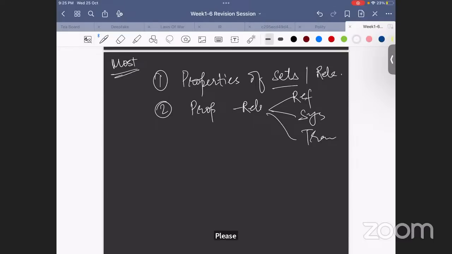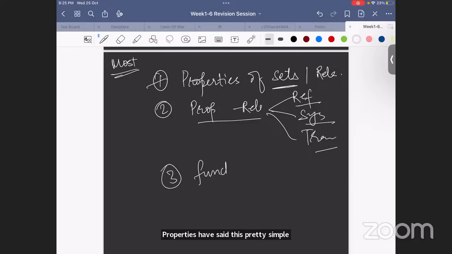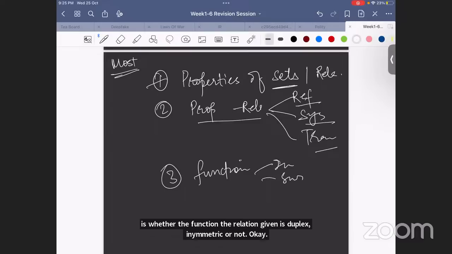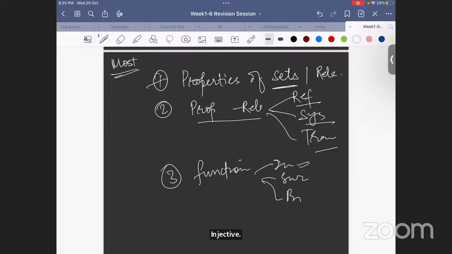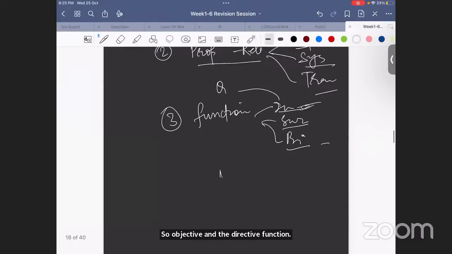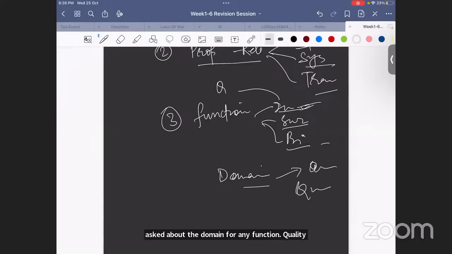Properties of set, this is pretty simple. Properties of relation, that is whether the given relation is reflexive, symmetric, or transitive or not. Third, basic things about the function: injective, surjective, bijective. Simple functions will be given, maximum it can be a quadratic equation. Simple questions can be asked about the domain for any function, and that too maximum quadratic equations will be given.